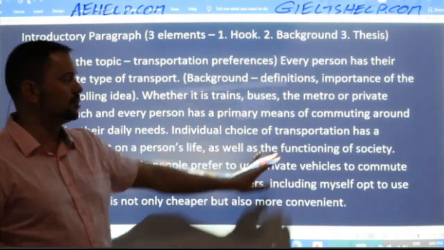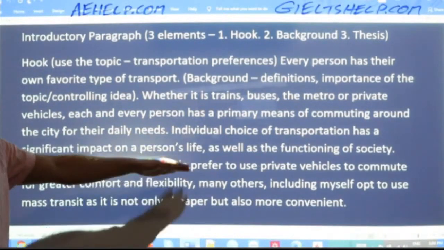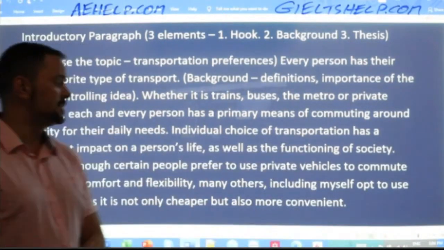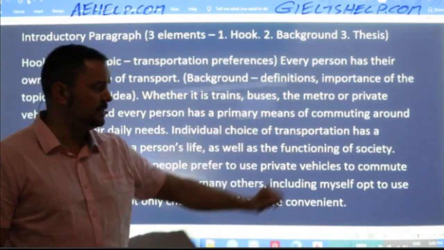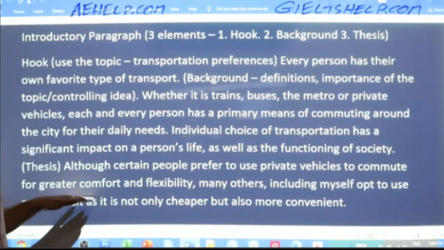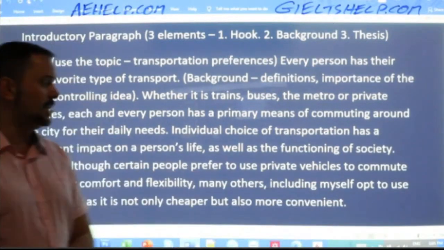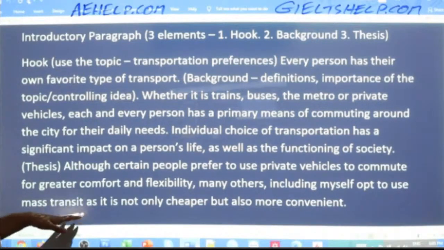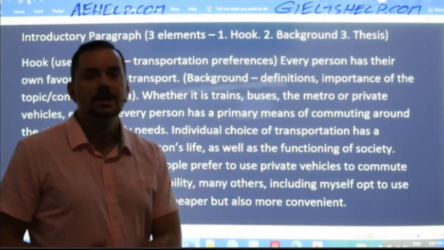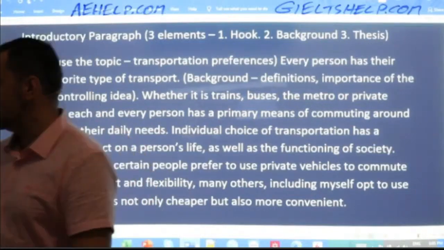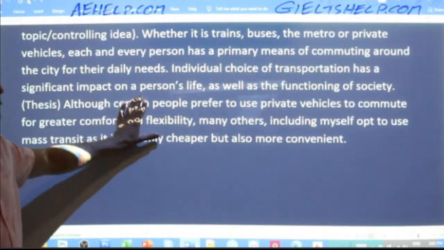Individual choice of transportation has a significant impact on a person's life, as well as the functioning of society. Although certain people prefer to use private vehicles to commute for greater comfort and flexibility, many others, including myself, opt to use mass transit as it is not only cheaper, but also more convenient. Fantastic. So this last sentence is my thesis.